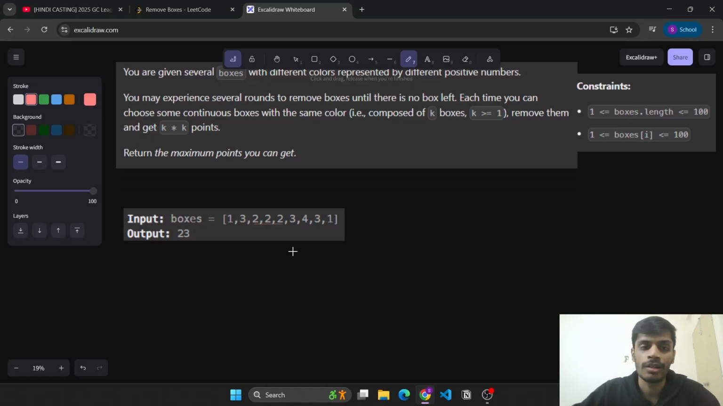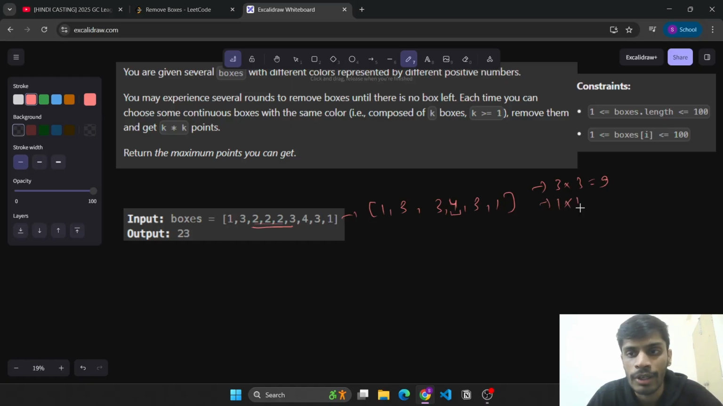So for example in this given input, if we first remove this 2, 2, 2, the new array will become 1, 3, 3, 4, 3, 1, and we would have gained points for length 3. So 3 times 3 equals 9, right? Now either we can remove this part to try to create a sequence of length 3 again of color 3, or we can remove 3 as well. So let's try to remove this. If we remove this, we'll gain one more point, 1 times 1 equals 1.